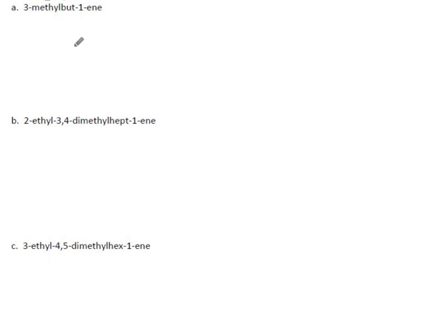Draw line structural formulas for each of the following compounds. Okay, so blah, blah, blah. But-1-ene is the part we want to start with. But is 4, so 4 carbons all in a chain. On the first carbon is the double bond, so there we are. That's but-1-ene. Now a methyl group on carbon number 3. 1, 2, 3. Methyl group.